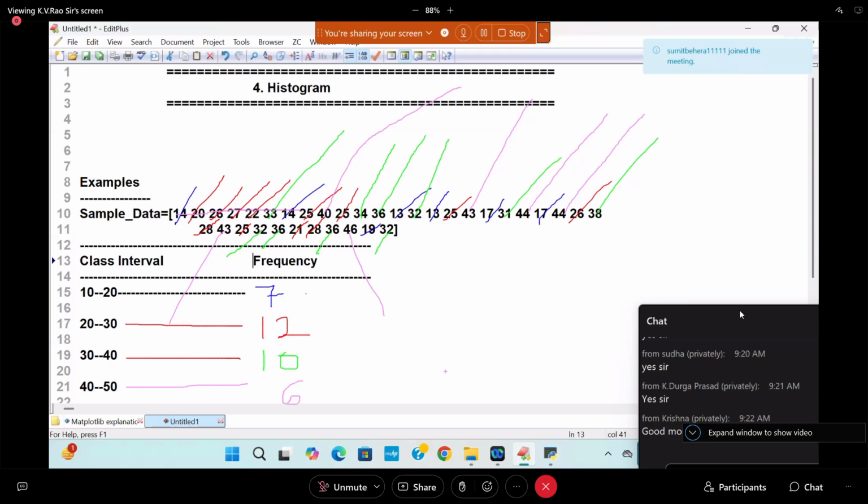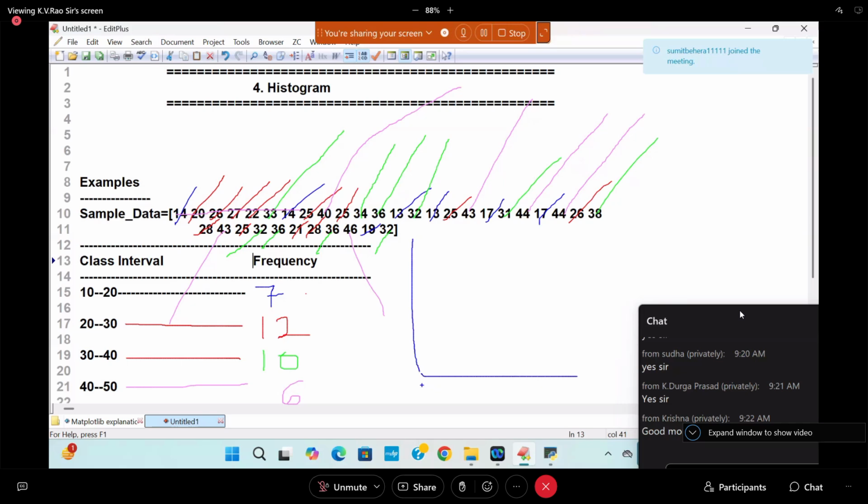This is called class interval and then frequency. This type of diagram, how will it be drawn? Now I'm going to take it. Students, be careful. Here, what is happening?